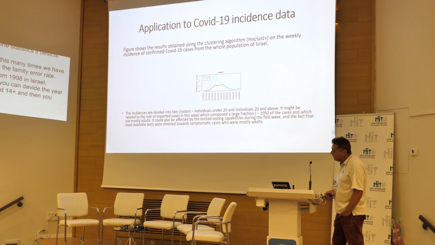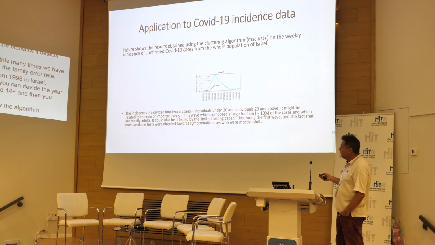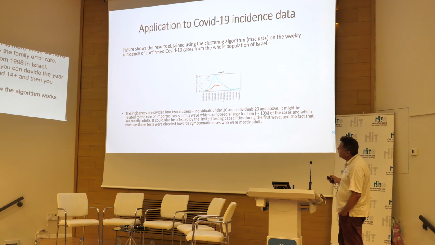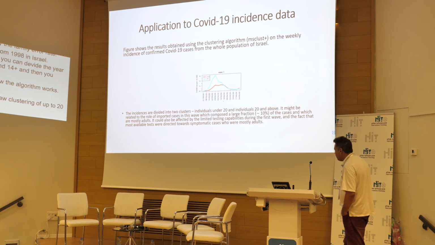And now we'll go through the 5 waves of the pandemic. So in the first wave, we saw clustering of up to 20, which is the red line, and 20 and above.